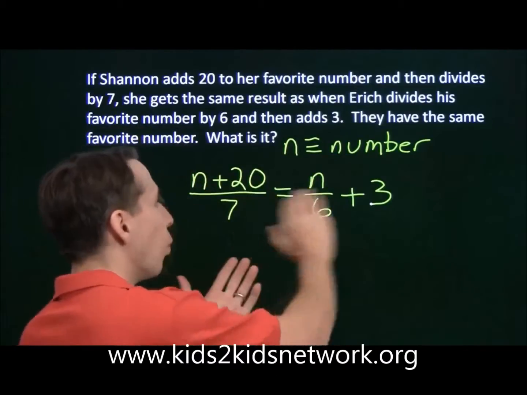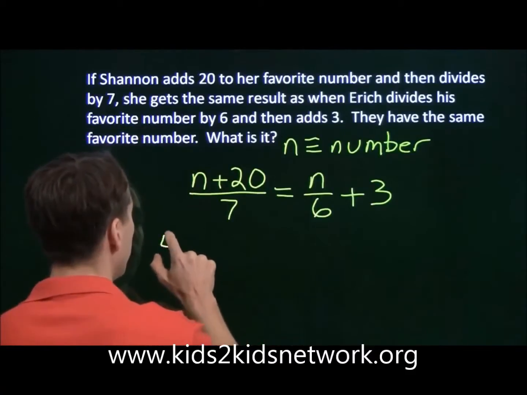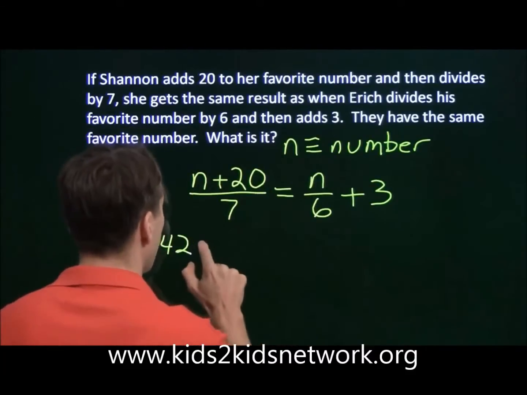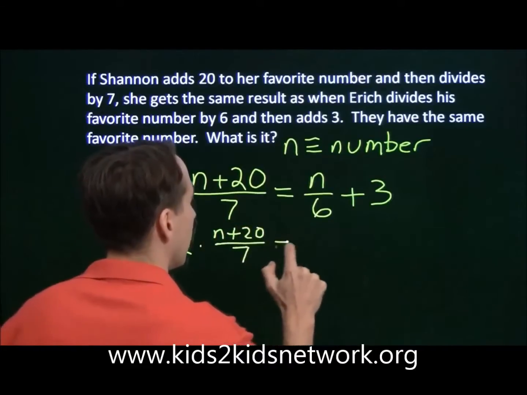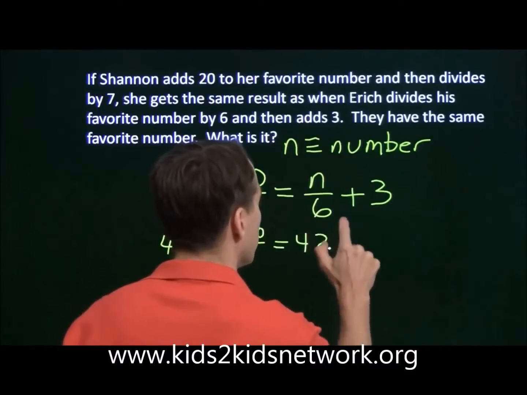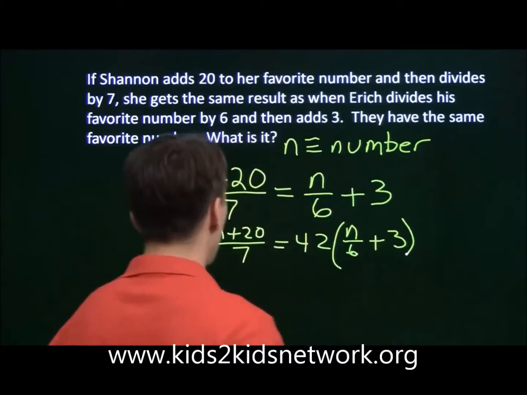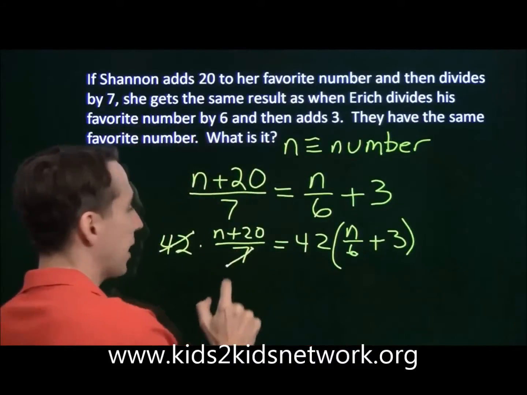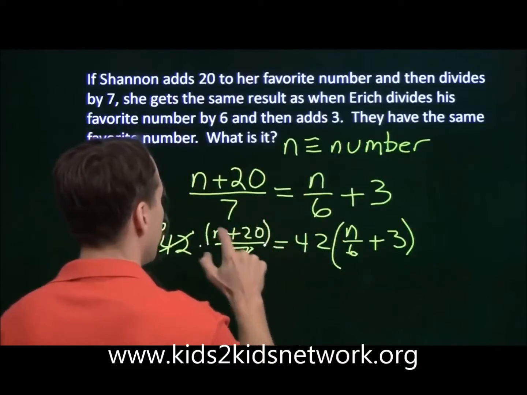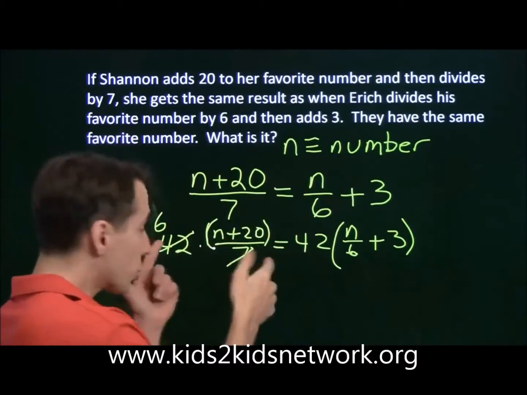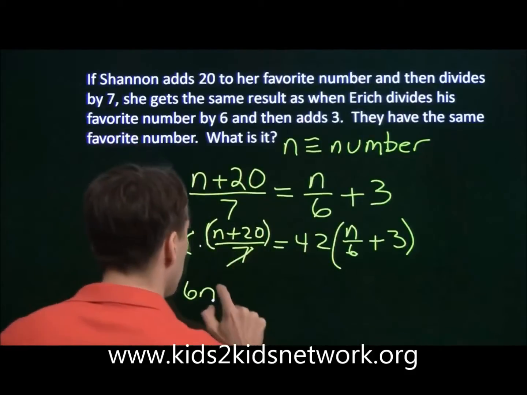First thing I want to do is wipe out the fractions. I'm going to multiply both sides by 42. And that'll get rid of the 7 and the 6. And then I'm going to multiply this side over here by 42. All right, so here I've got a common factor of 7. Cancel those out, and I'll have 6 times n plus 20. Then I'm going to distribute. 6 times n is 6n. 6 times 20 is 120.